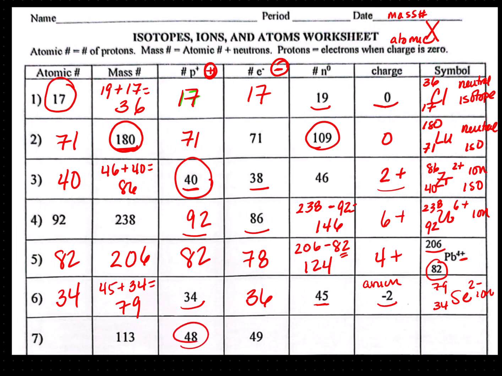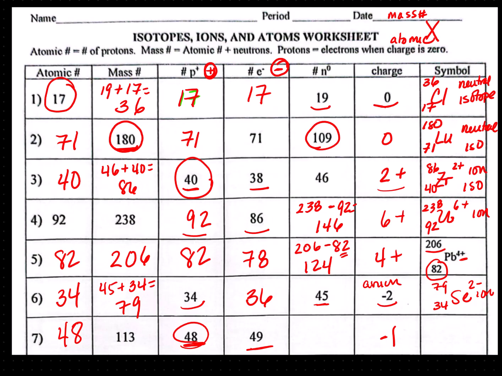The number of protons is 48. That tells you that the atomic number is also 48. Since the number of protons and electrons are not equal to each other, this is an ion or a charged atom. Since there are more electrons than protons, this is a negative ion or an anion of a charge of -1. 49 minus 48 is 1.